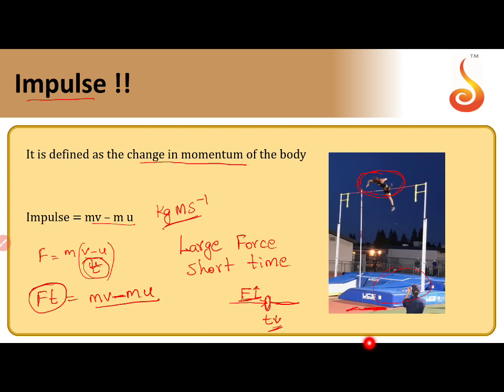Remember, impulse is only the change in momentum. If you remember in differentiation, we studied about the small change, then it is represented by delta P or sometimes as dP as well. This is impulse.